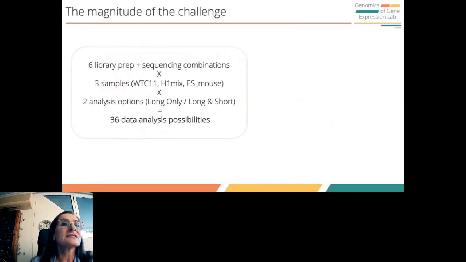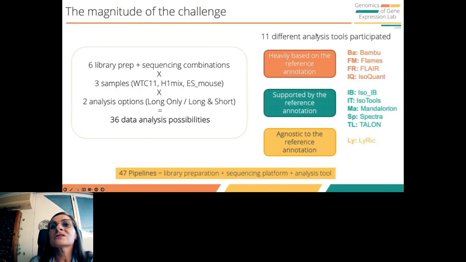So just to give you an idea of what was the magnitude of the challenge, we have these 6 combinations of library preparation and sequencing platform. We have 3 samples. We allow 2 analysis options, only using long reads or a combination of long and short, and that created 36 data analysis possibilities. Finally, we had submissions by 11 different analysis tools participating in the challenge, and they have slightly different properties.